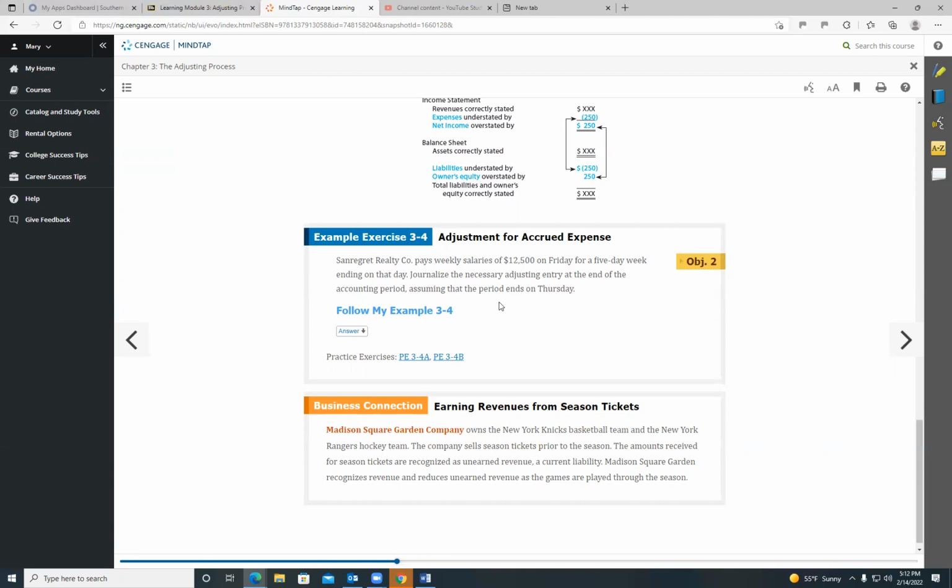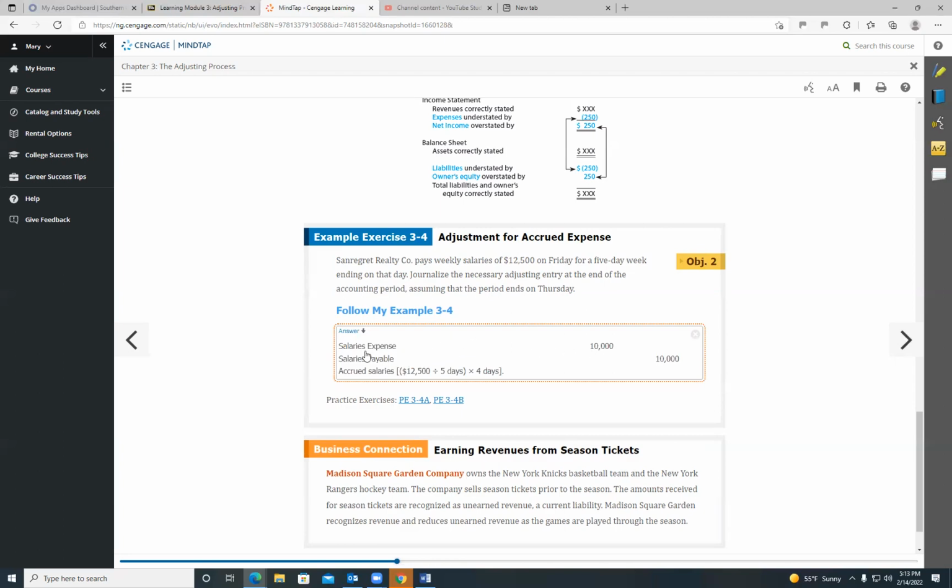That is the amount of wage expense we have to capture for the accounting period, and we have to put up as a liability. So what we would do is debit wage expense and credit wage payable for $10,000, which is 4 days of expenses. So let's look at the example. You see right here, that's exactly what they did. They're calling it salaries. Salaries or wages is fine. Salary expense, $10,000. Salary payable, $10,000.